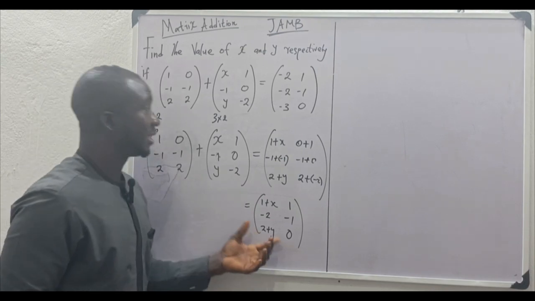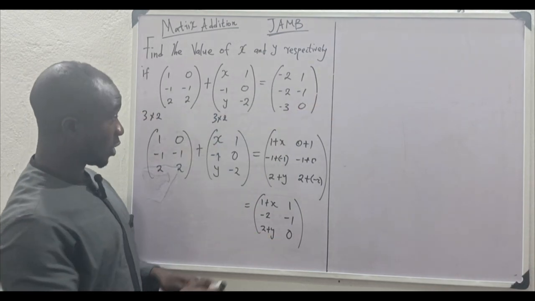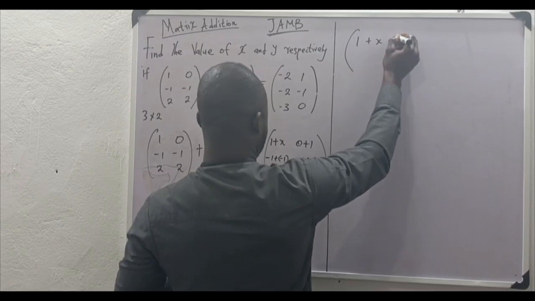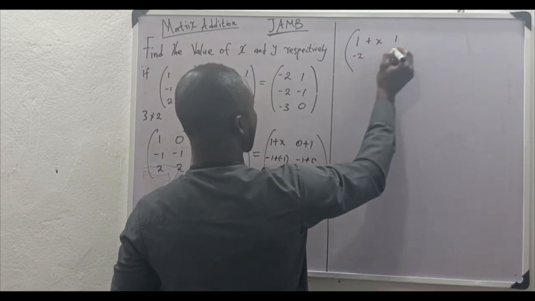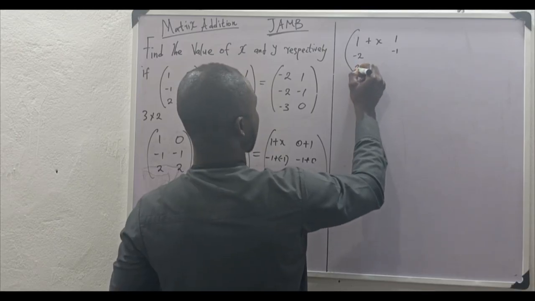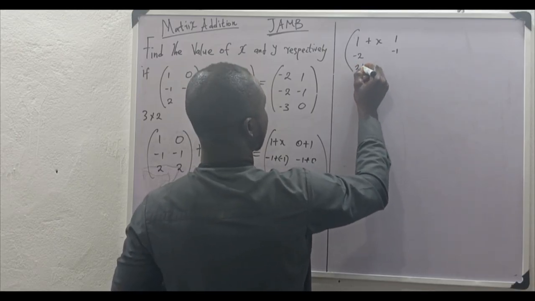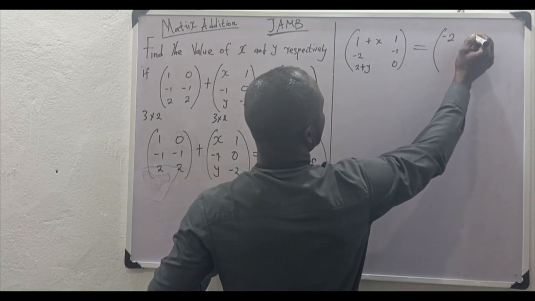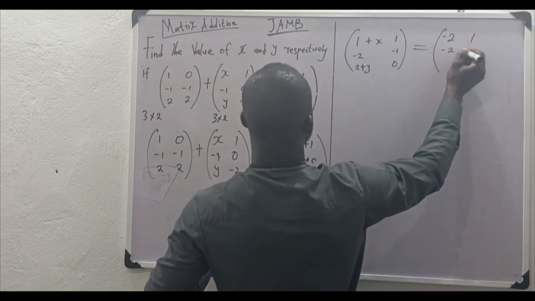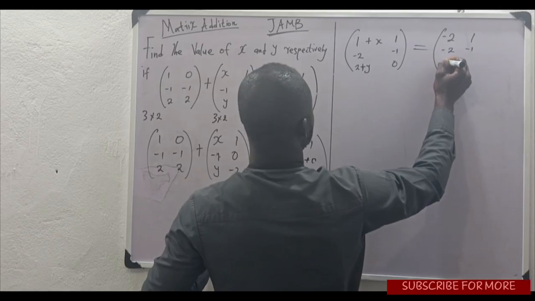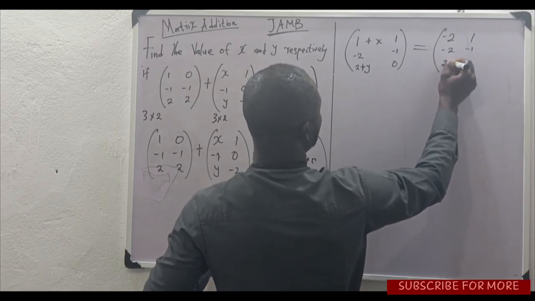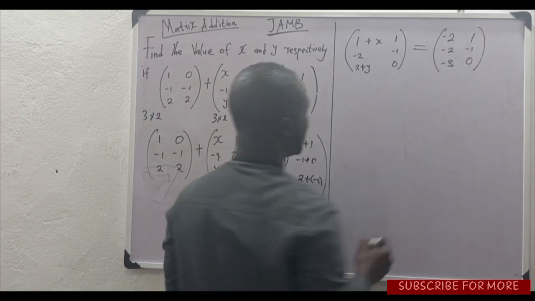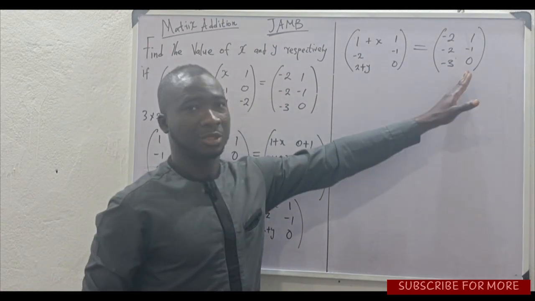But they say that this matrix is equivalent to this. In other words, we have that 1 plus x, 1, minus 2, minus 1, 2 plus y, 0, is the same thing as this matrix: minus 2, 1, minus 2, minus 1, 2, minus 3, and 0. So they are saying that this matrix is equivalent to this matrix.